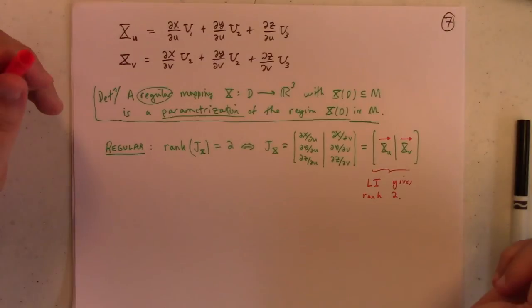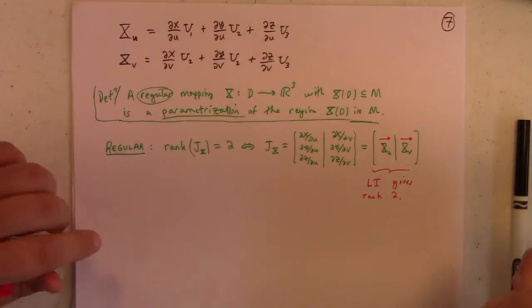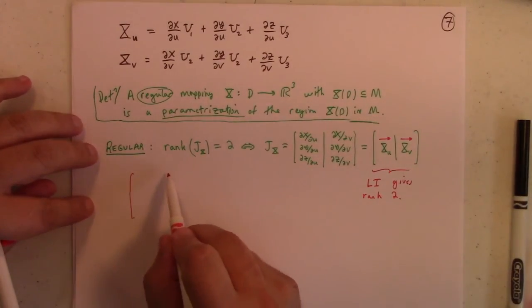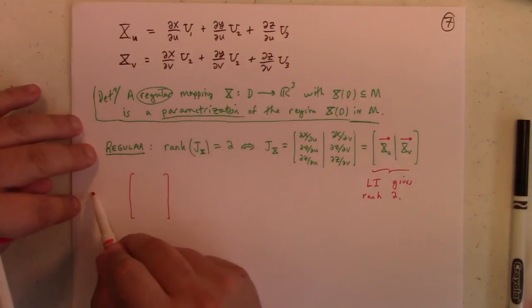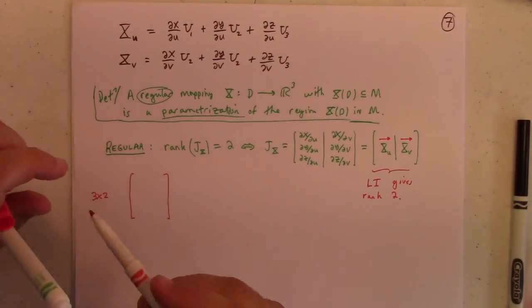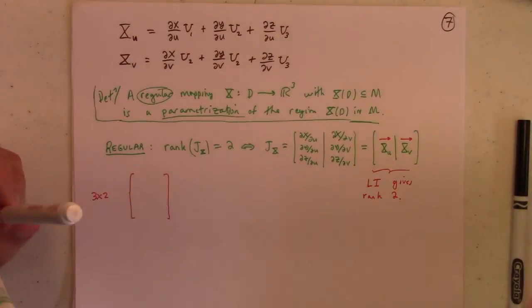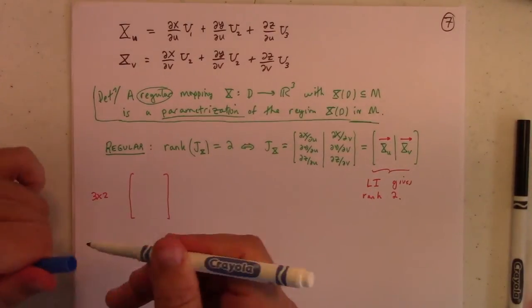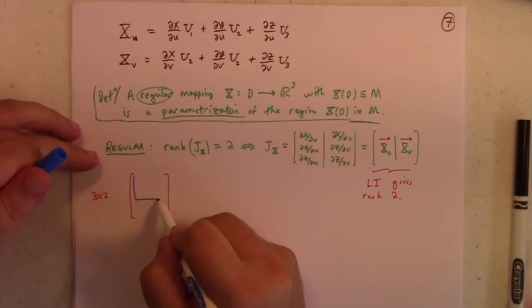Let's see, other ways you could express it. If you look at this as a 3 by 2 matrix, right? There are a couple different ways you can capture that. I think when I took differential geometry, we looked at these.